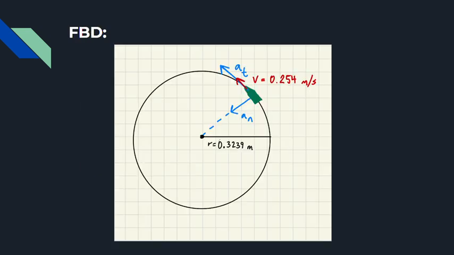Here we can create a free body diagram of the problem itself. The problem is how to find the tangential acceleration. In this free body diagram, the circle represents the track. Of course, we're given the velocity and the radius, and from there we can chart out where the normal and tangential acceleration vectors would be.